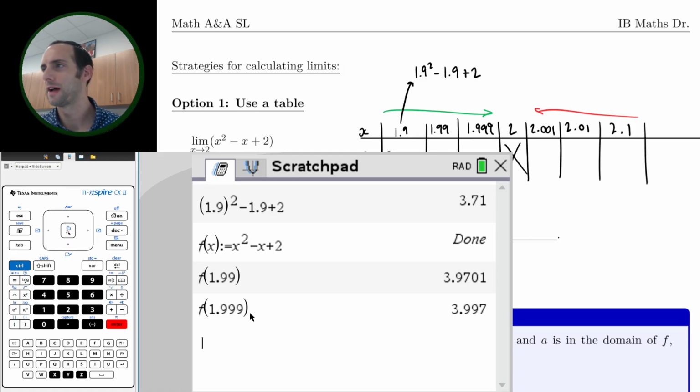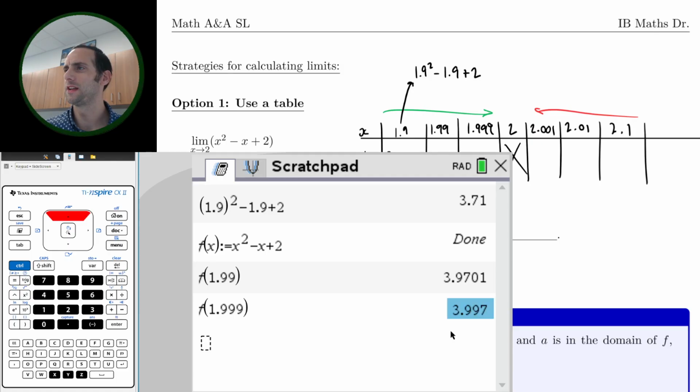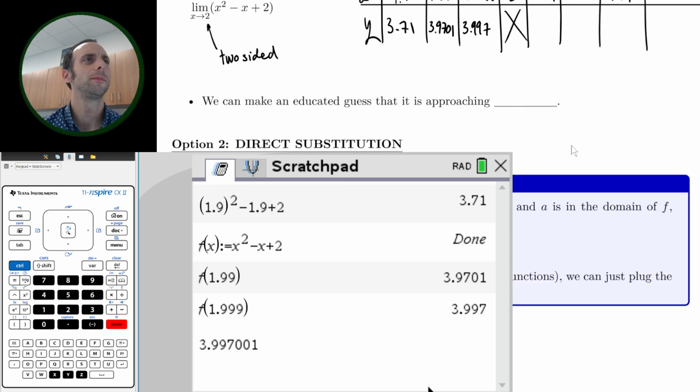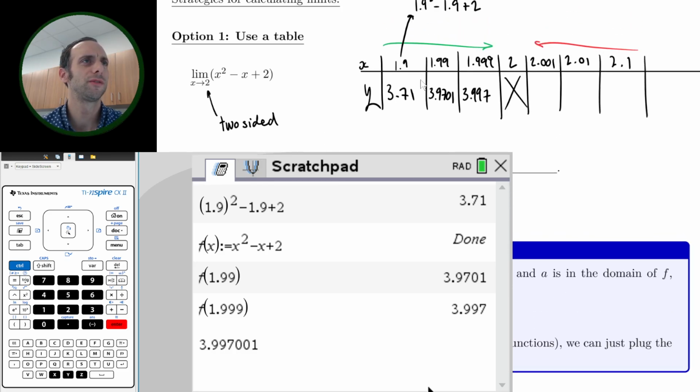These are my values for the limit approaching from the left. It's actually rounding them off for me even. There are more decimal places in here if I need them. I can go up and copy this down and see a little more accuracy if I need. So on my table, let me bring this up a little bit, we can see the limit from the left is 3.71, 3.97, 3.997. That's definitely suggesting the limit is approaching a nice clean integer of 4.